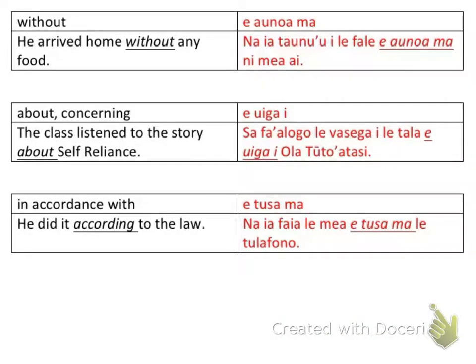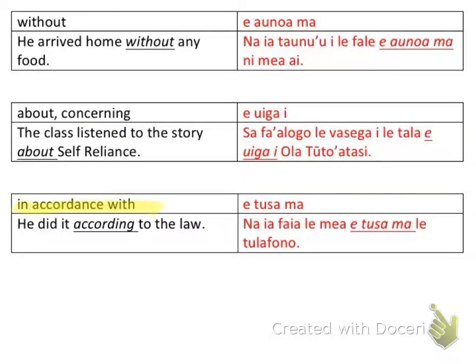Okay, so without, these are a little bit different than the ones that you've been seeing, but again, they're the same principle. So without: he arrived home without any food. The way that I would say that in Samoan is e au noa ma. So na ia taunu'u i le fale e au noa ma ni mea ai. Okay, moving on to our next one, about or concerning. The class listened to the story about self-reliance, and the way that I would say about in Samoan is e uiga i. Sa fa'alogo le vasega i le tala e uiga i le ola tutoatasi. Okay?